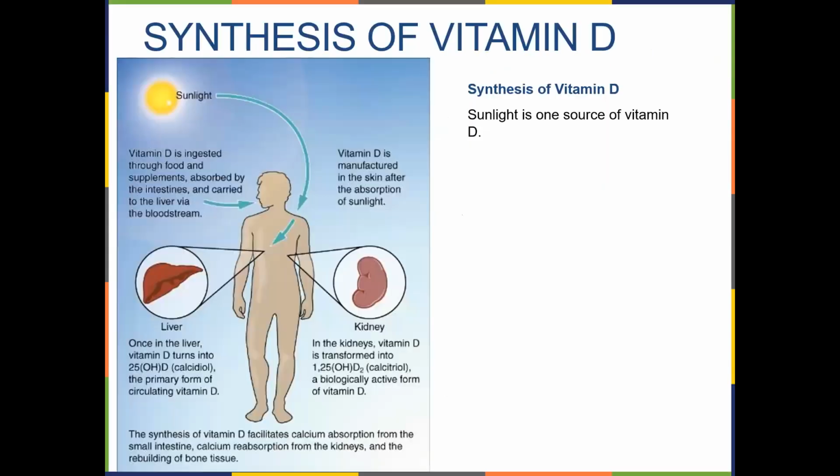So, and we see here, the kidneys convert vitamin D into calcitriol. That's the activated version of vitamin D.